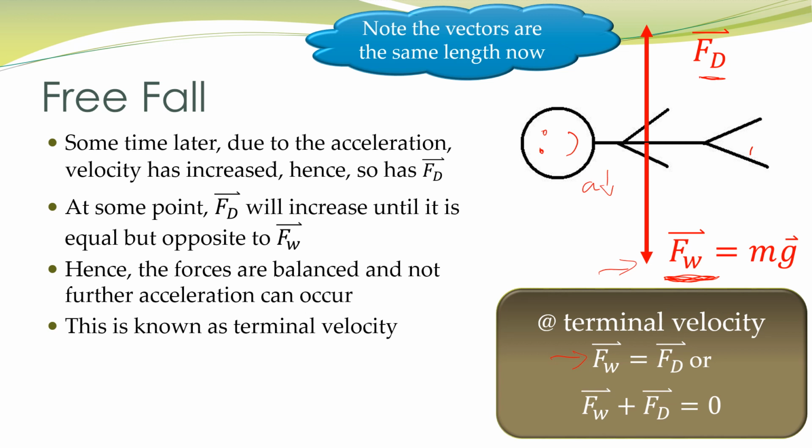The force of weight equals the force of drag, or written a different way, when we add them together, they add up to 0. It's almost like if you think up is positive, that's a positive force, and down is a negative, that's a negative force. So if I add them together, it's a net force of 0. All right, so that's what we're referring to on the side here. At some point, the drag increases till it equals the weight, and then they're balanced. Further acceleration cannot occur. This is terminal velocity. His velocity will be constant.